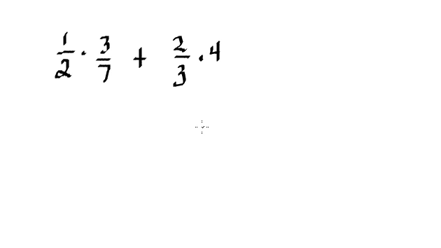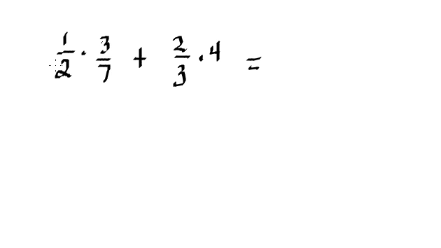Alright, let's work another one out here. Let's say we had a half times 3/7 plus, let's say we've got 2/3 times 4. Alright, so we've now combined both addition and multiplication of fractions together. So let's try to work this out.